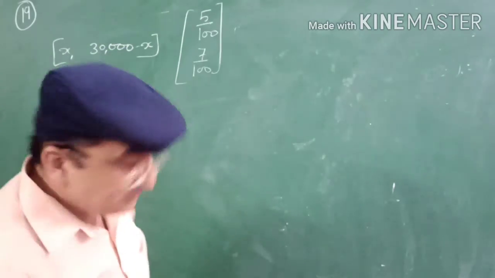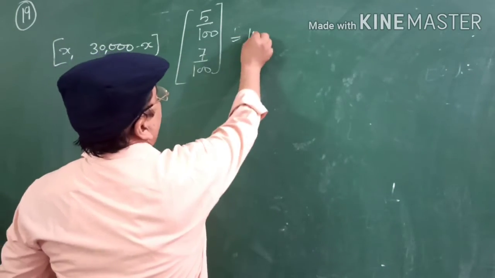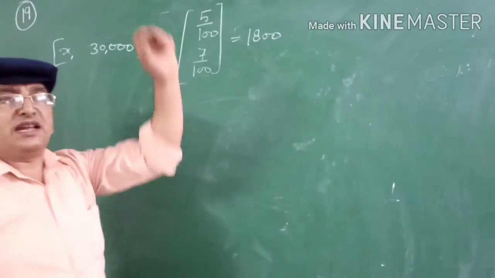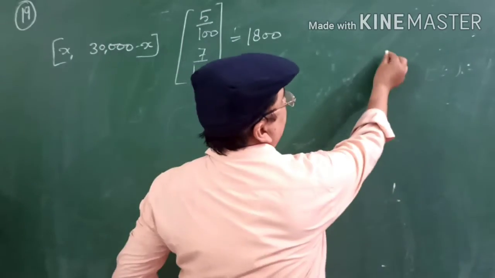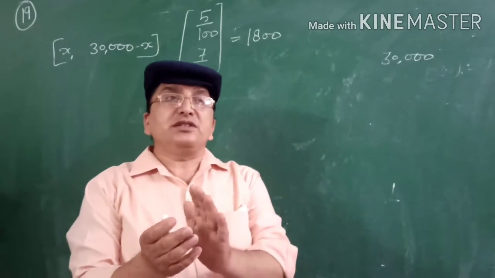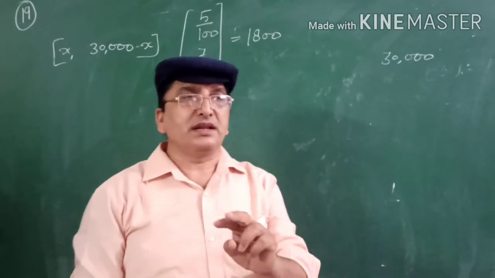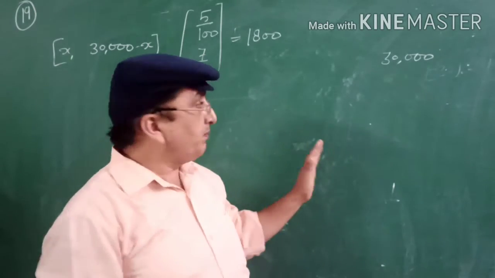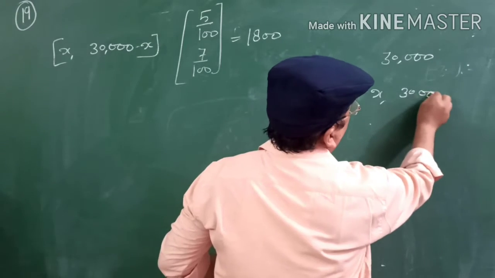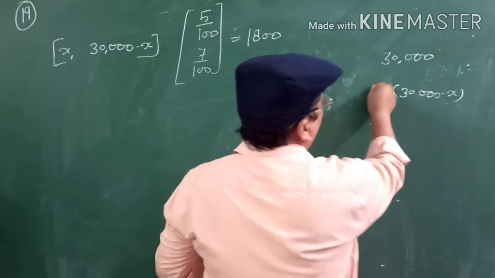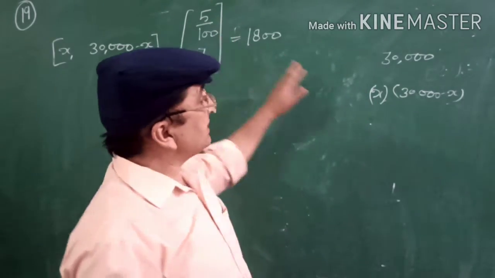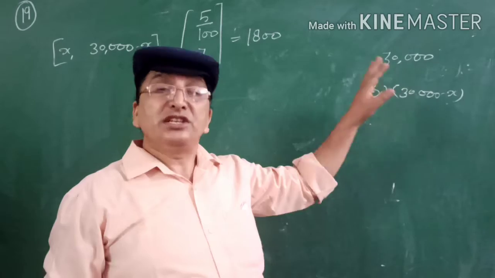Now see, we are just solving this question. Let's suppose we have 30,000 rupees, and we have to divide this 30,000 into two parts. Suppose the first part is x and the second part is 30,000 minus x. In the first part the annual interest is 5%, and the second part has annual interest of 7%.